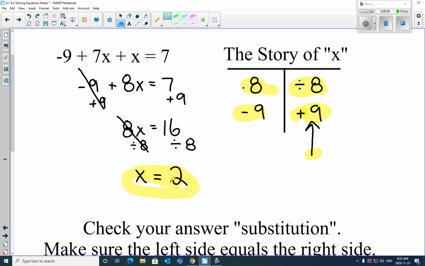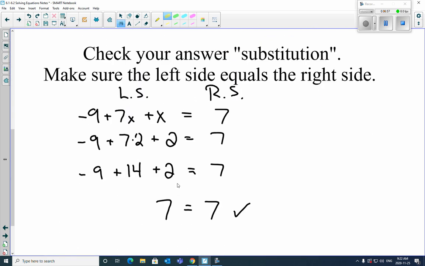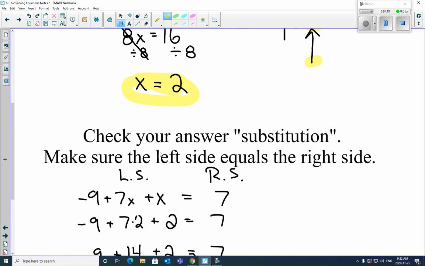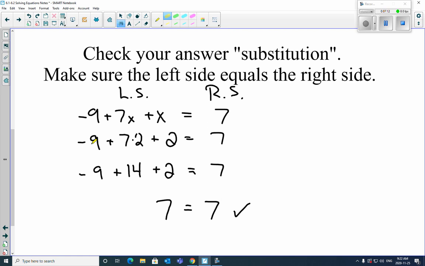Is x equal to 2 the right answer? Well, we test by doing left side and right side. Left side, right side, write down the original equation. You can see I actually wrote the original 7x plus x. I mean, you could have written 8x there if you wanted to, but let's break it down. So we're going to substitute, and wherever there's an x, we're going to substitute in a 2. So negative 9 plus 7 times 2. Remember, they're side by side, so it's 7 times 2, and then plus 2.